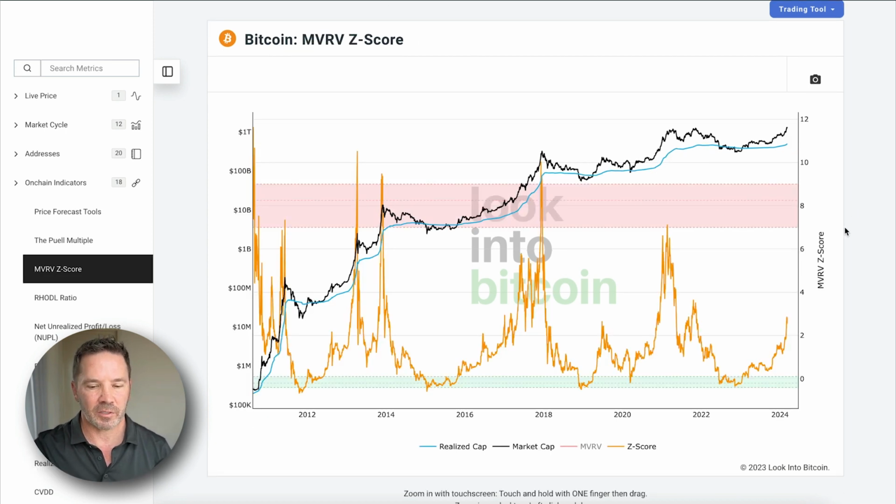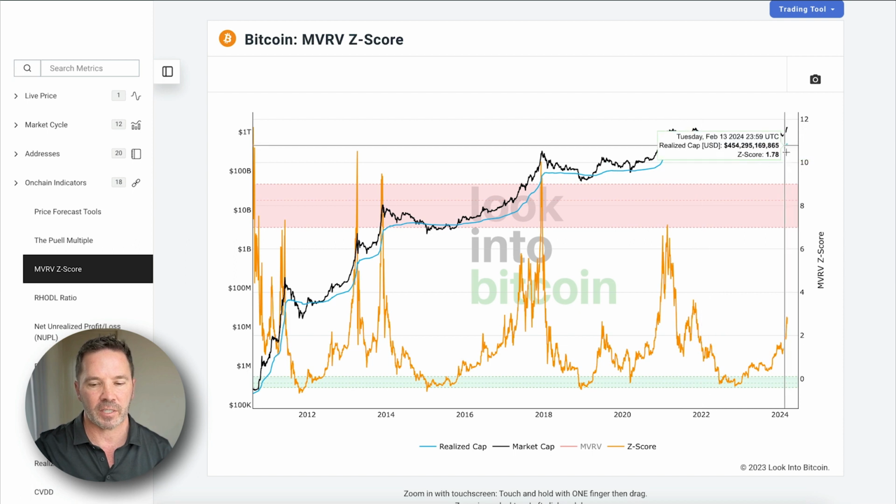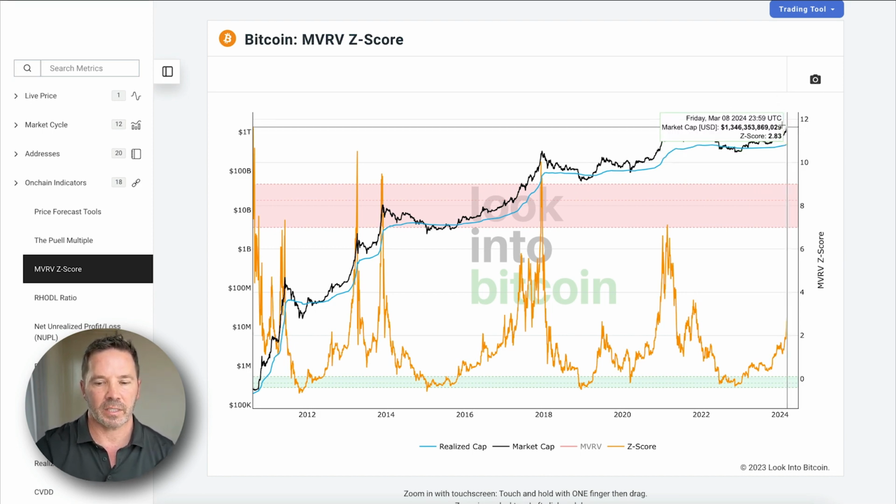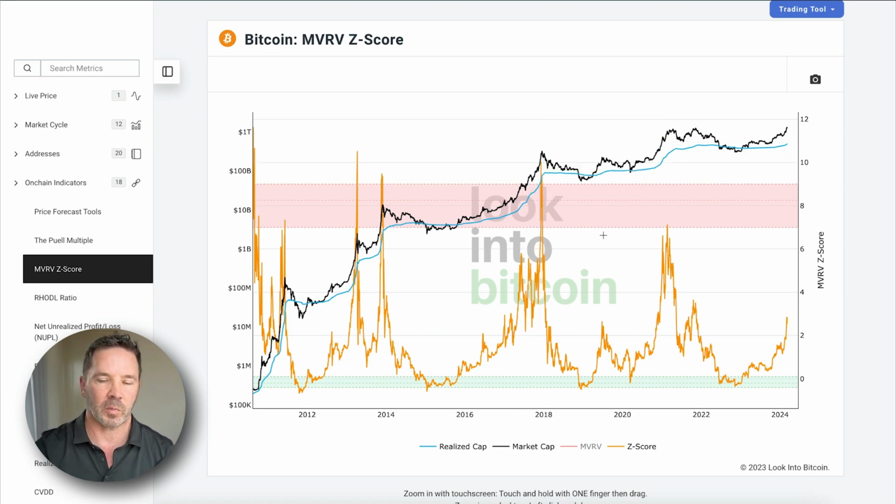This is a little bit confusing, but again, we have the realized cap. On this chart is realized capitalization. That is the price at which all of the Bitcoin on the Bitcoin blockchain has last moved. And the black line is the actual price of, or the market capitalization of Bitcoin at the moment. And then the red area is the sell zone right here, this range here. And again, it starts around 7 and they have it ending around 9. But basically anything north of 7 is an area where you could consider taking profits.